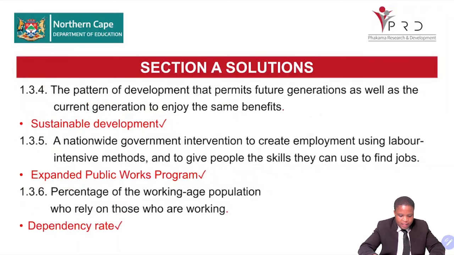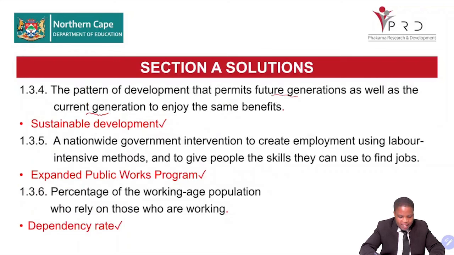1.3.4, the pattern of development that permits future generation as well as the current generation to enjoy the same benefit that you find where as well we find it in the economic issues. We're talking about environmental sustainability, and your answer there is the sustainable development, where the future generation can still benefit, and then also the current generation is benefiting from the same resources. That is a sustainable development.